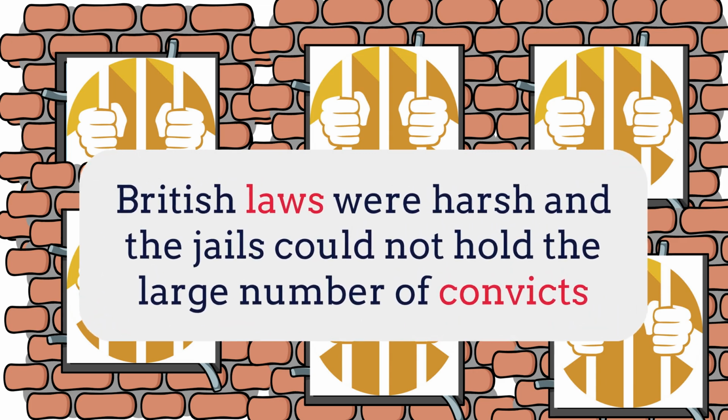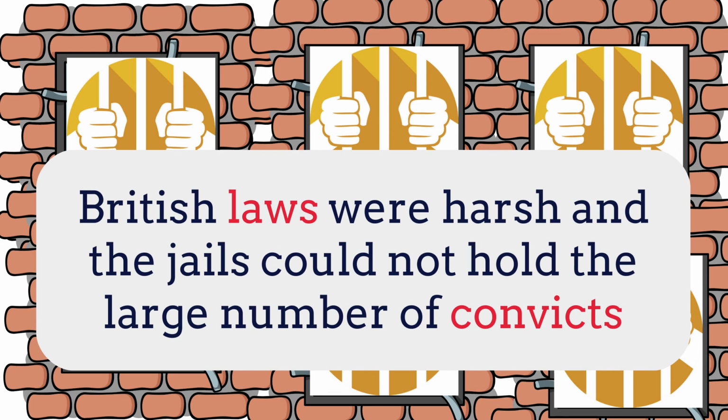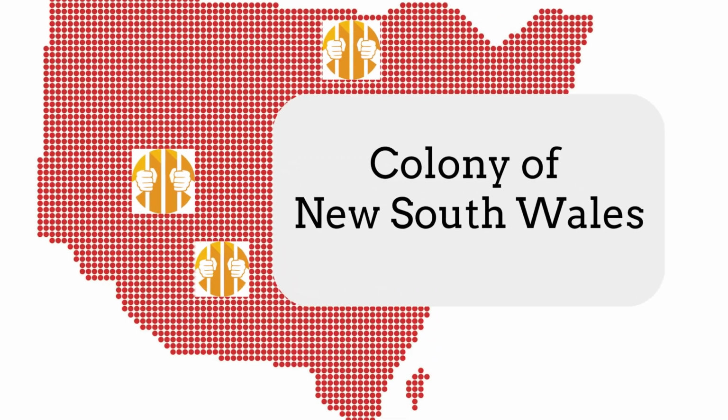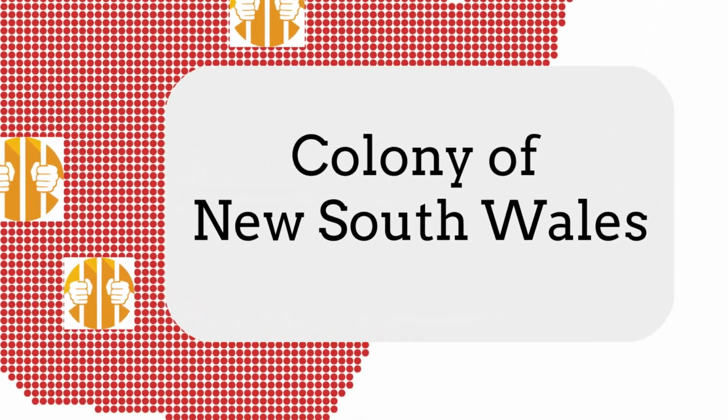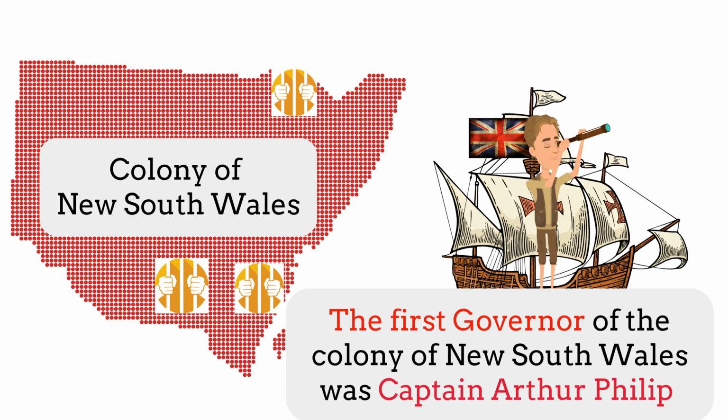British laws were very harsh. The jails could not hold the large number of convicts. To manage this problem, the British government decided to transport convicts to the new colony of New South Wales. The first governor of the colony of New South Wales was Captain Arthur Phillip.